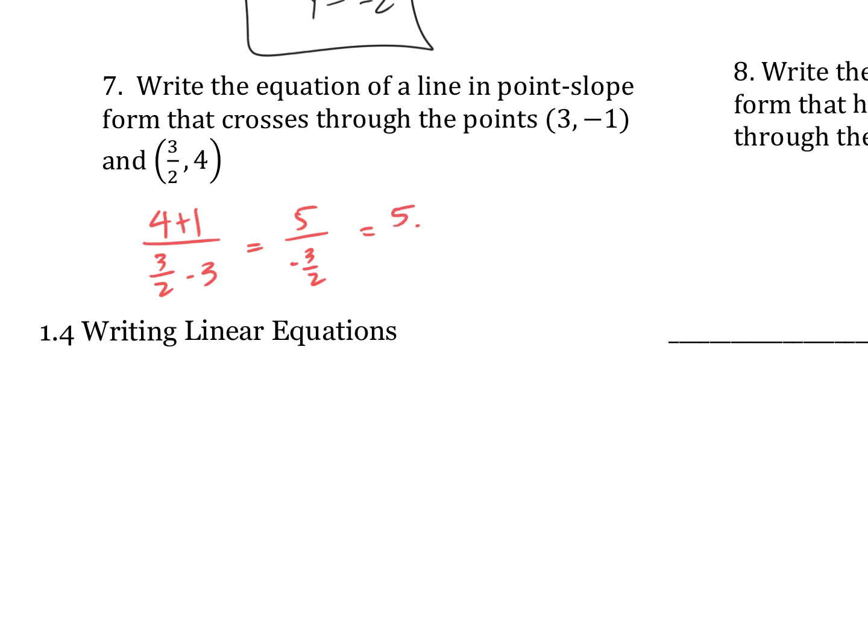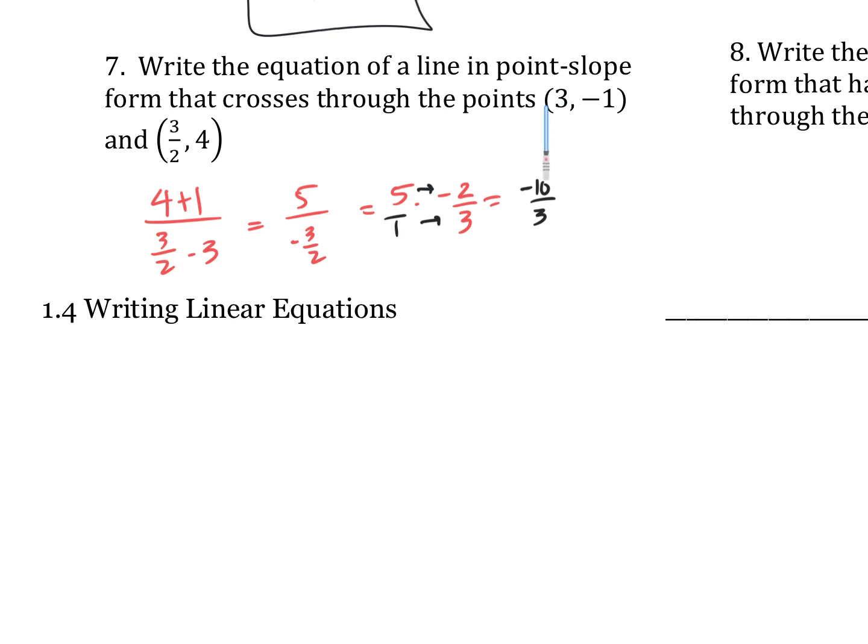5 divided by negative 3/2 is the same as 5 times negative 2/3. Dividing by that fraction is the same as multiplying by that reciprocal. The negative can always just stay in the numerator. What's that slope going to be? Multiply straight across. Negative 10/3 because 5 was really just over 1.